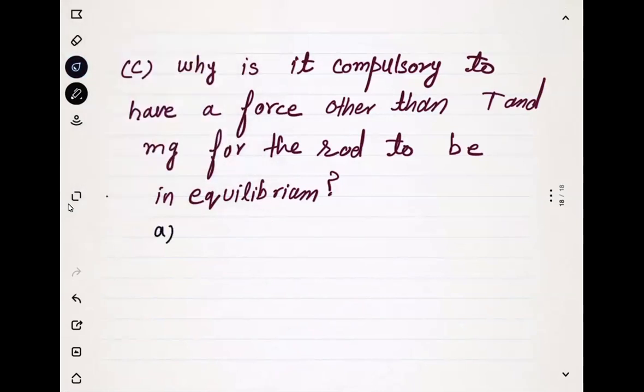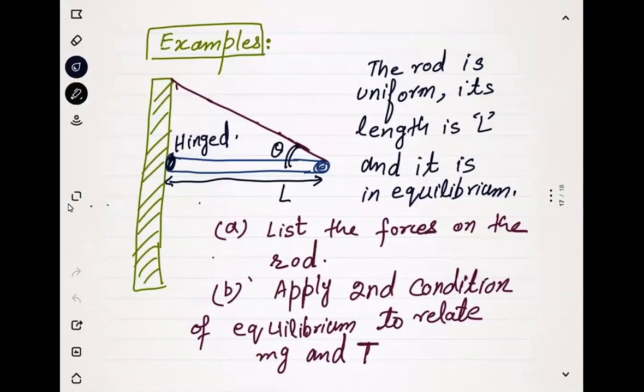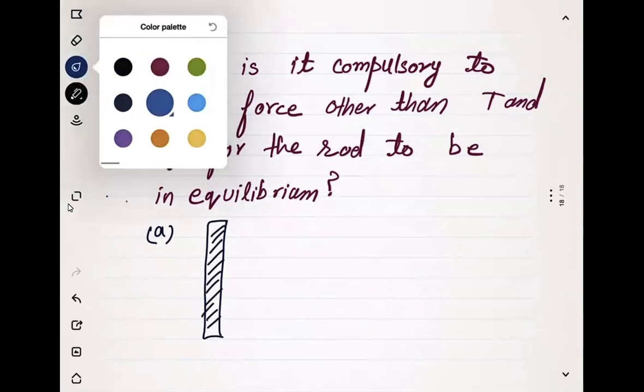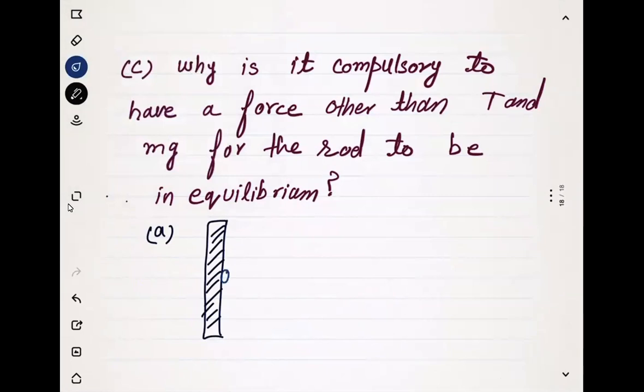The first part of the question is about listing the forces. If we list the forces, this was the wall, and this was the rod. This is the wall, this is the rod.